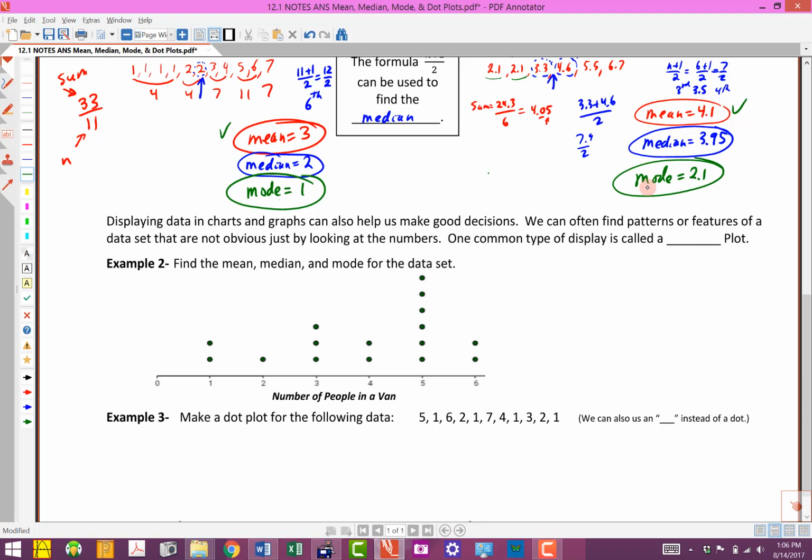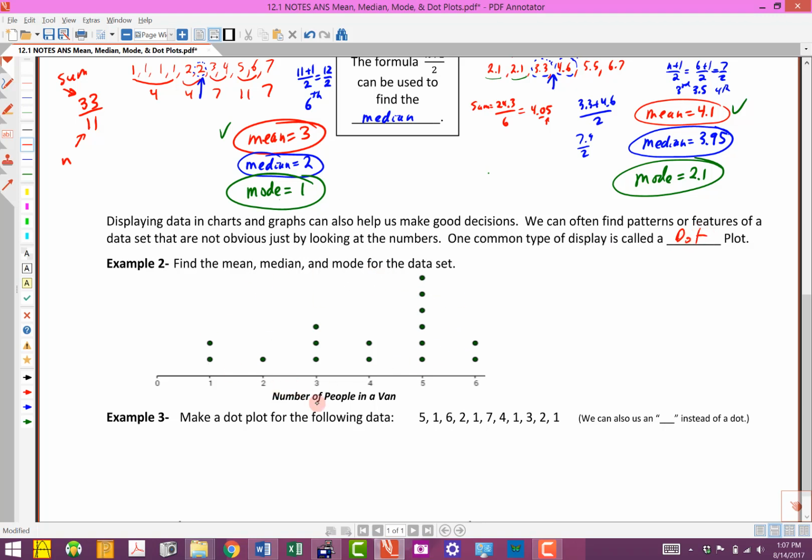Now, displaying data in charts and graphs can be really helpful to make good decisions and also to make convincing arguments. A lot of times if people see a picture of the data, that's a pretty convincing thing. So you can also find some patterns and some features in a data set that aren't obvious just by looking at the numbers. So if we have a chart or a picture of what's going on, that can be really helpful. So one common type of display is called a dot plot. And this is actually an example of a dot plot.